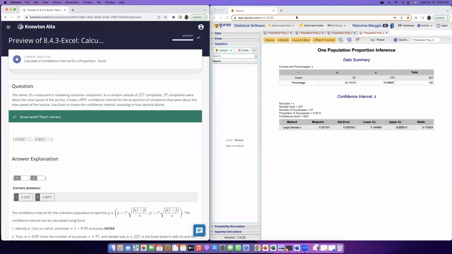And so again, this is your video for 8.4.3, finding confidence intervals for population proportions using RGuroo.